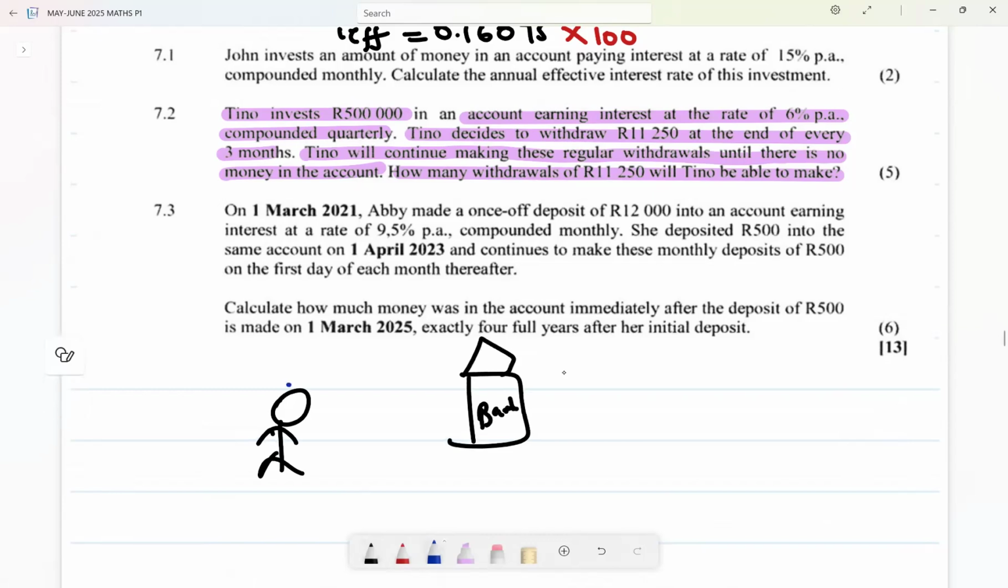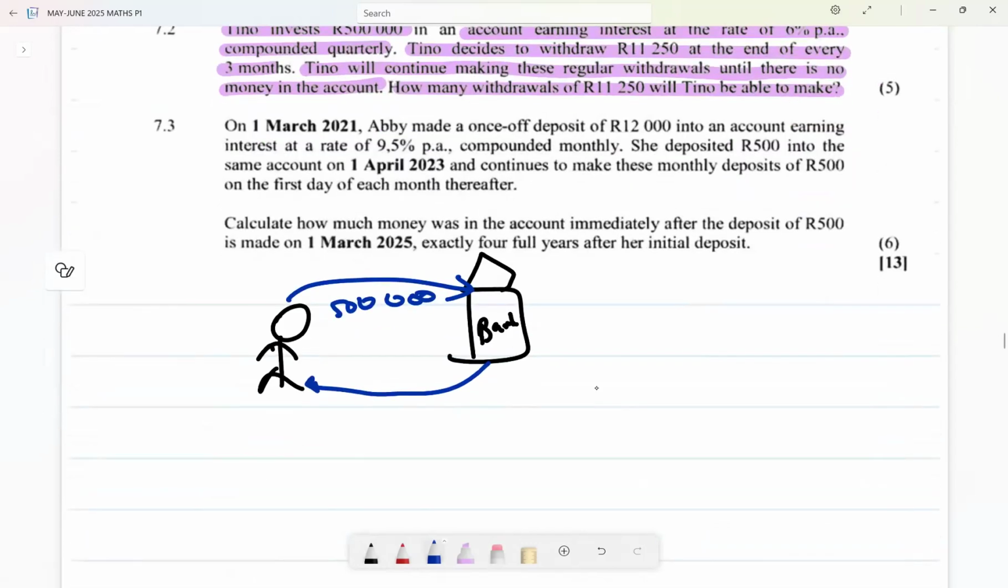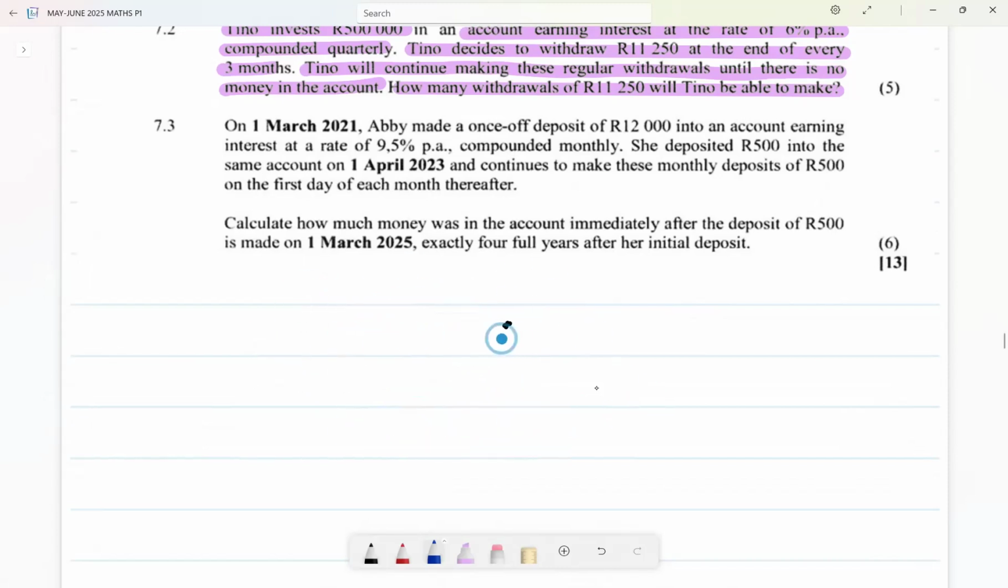It's like Tino borrowed 500,000 from the bank, and the bank needs to pay Tino each and every month, or in this case, it is compounded quarterly. So each and every quarter, after every 3 months, the bank will pay Tino an 11,250 installment. Tino borrowed this much, and the bank will pay back the loan by 11,250. It's not the case, but it is a similar situation.